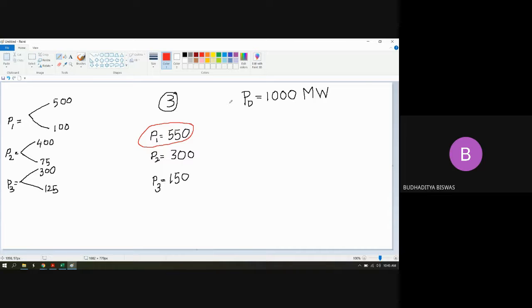So we have to do something. What should I do? First, we need to think about which limit is crossed. Is it the upper limit or the lower limit? Which limit does it cross?